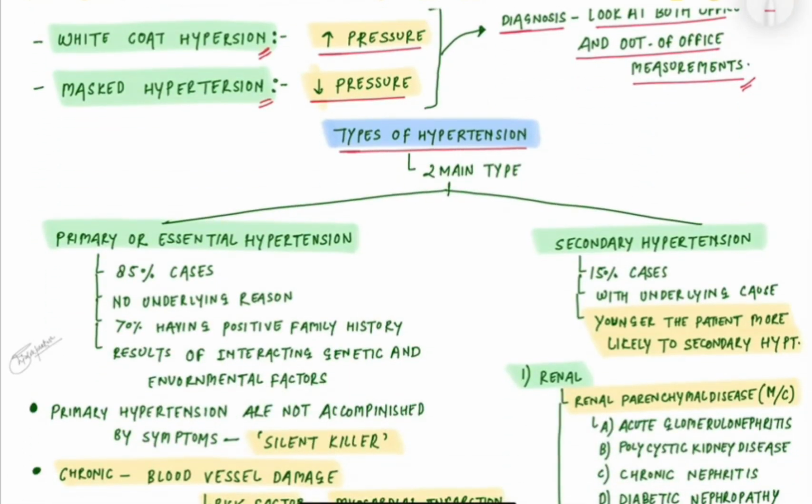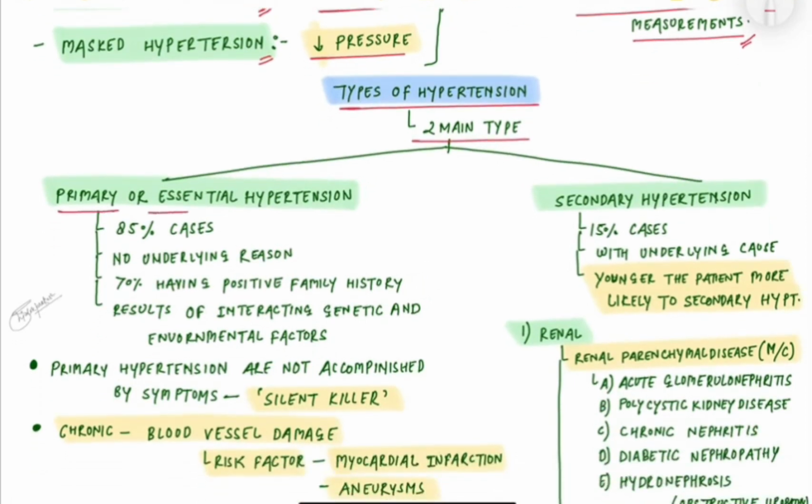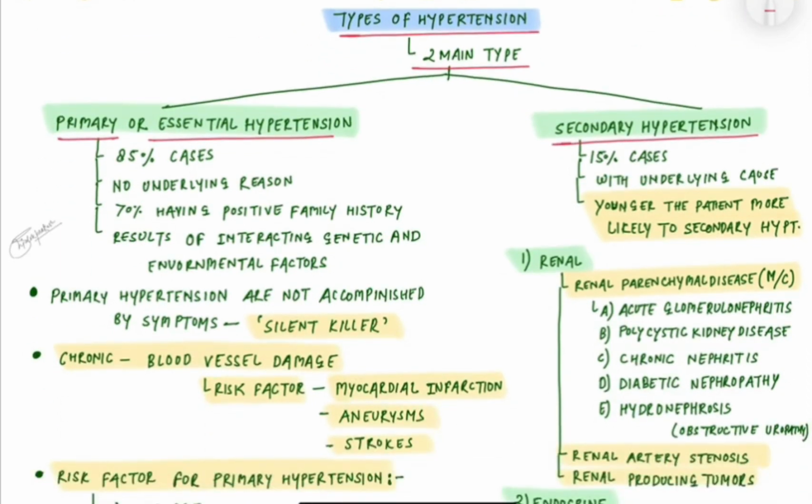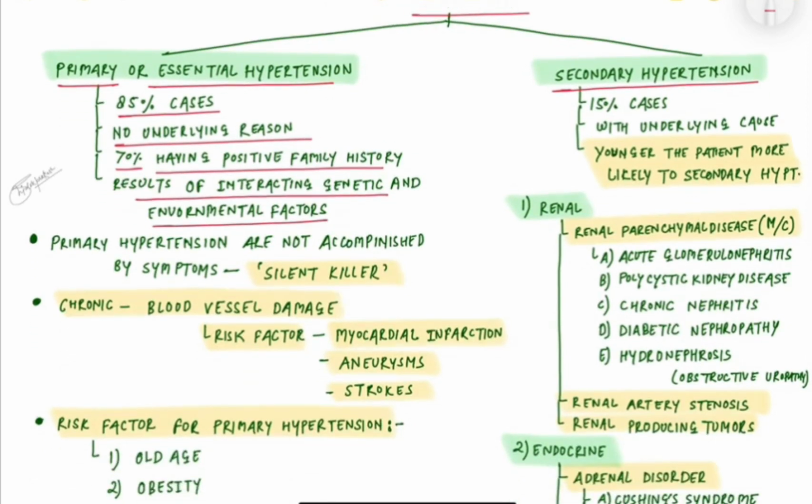Types of hypertension. There are 2 main types of hypertension. One is primary or essential hypertension, and second is secondary hypertension. Primary hypertension is 85% of total cases, and it has no underlying reason. 70% have a positive family history, resulting from interaction between genetics and environmental factors. Primary hypertension is not accompanied by symptoms, so it is called the silent killer.